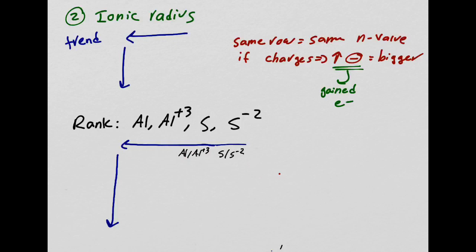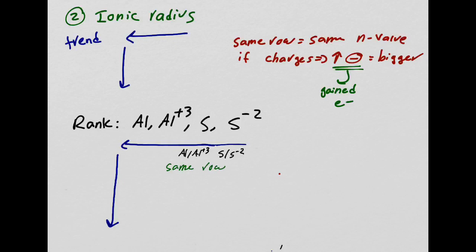Now, I said this is what changes for ionic radius. If you're in the same row, then charges actually matter. That means the more negative you are, you gain more electrons, so you are larger. So they are the same row. I'm going to say it again. I know I'm repeating myself, but I want to make sure you really get this.